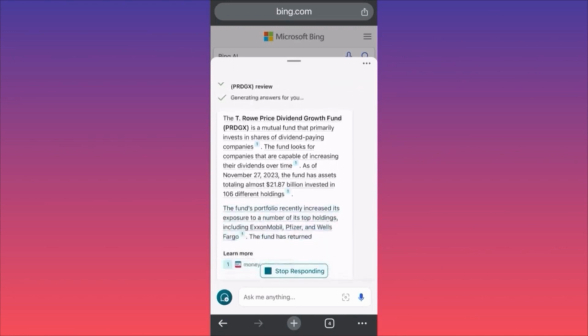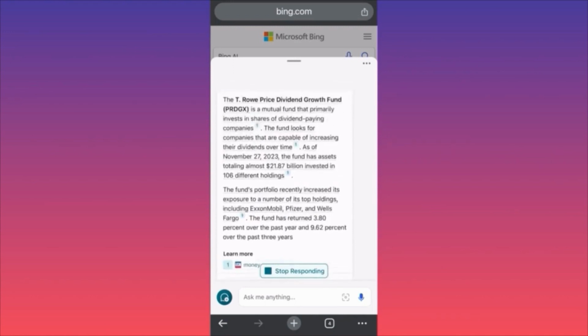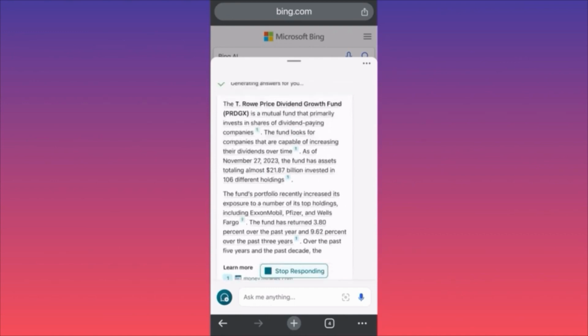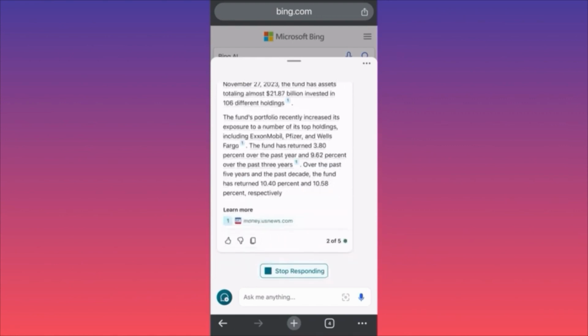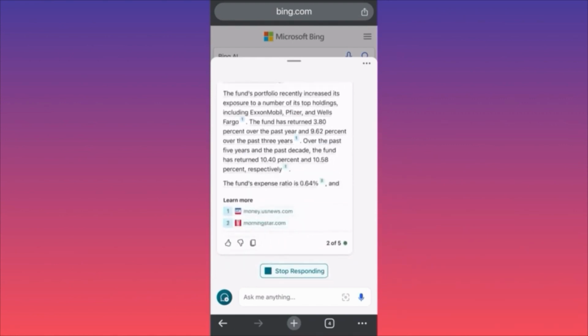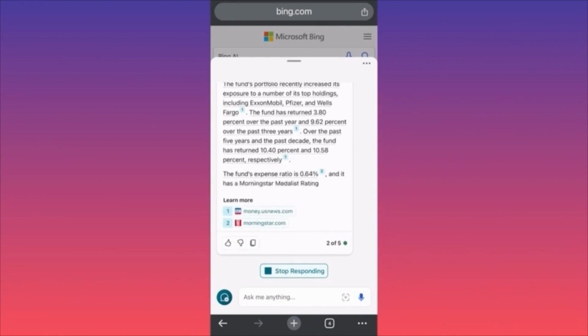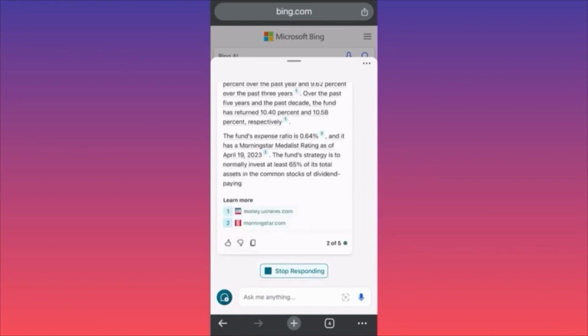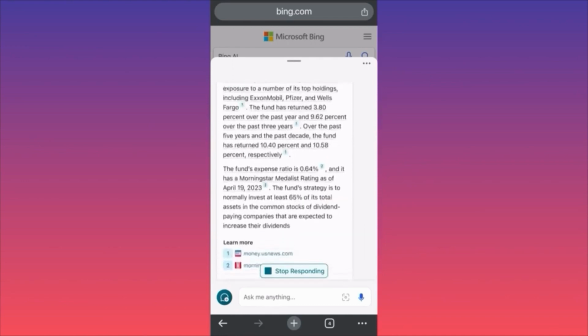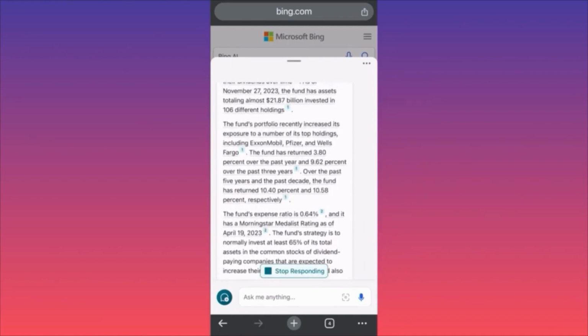So let's see. The T. Rowe Price Dividend Growth Fund is a mutual fund that primarily invests in dividend-paying stocks capable of increases, and so on. The fund assets total around $21 billion. The fund has returned 3.8% over the past 3 years. That's kind of low. 3.8% over the last 3 years.